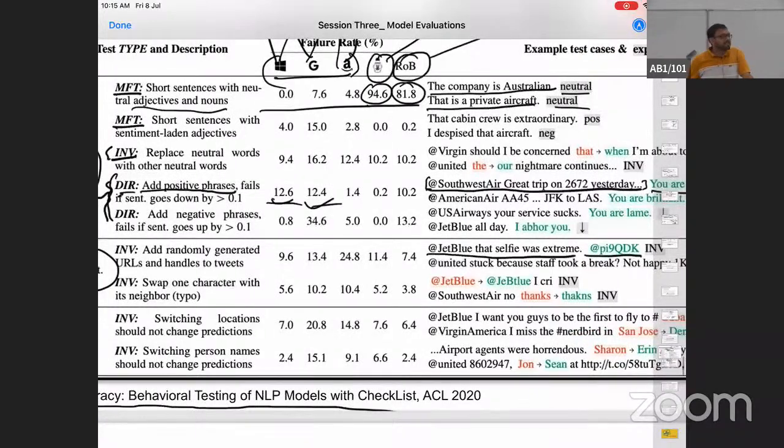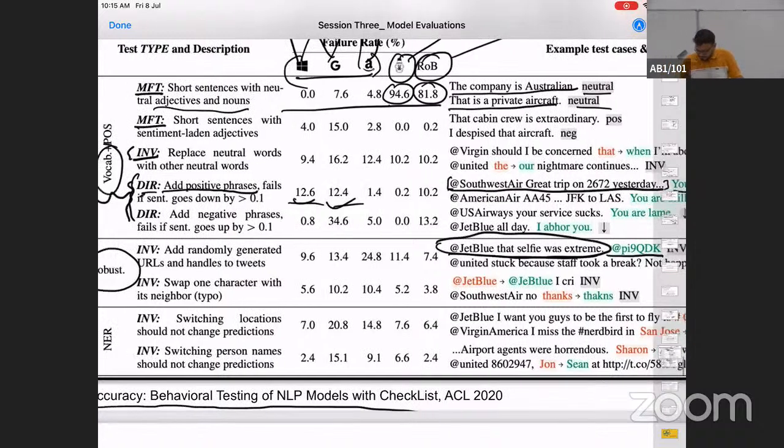So in ideal scenarios, the model should not change its prediction. If this original sentence is positive, then after appending this mention, it should again predict positive only, right? It should not change its predictions. If you see here, for this Amazon model, in almost 25% of cases, it has changed its prediction. Similarly, you can create a lot of such instances, right?